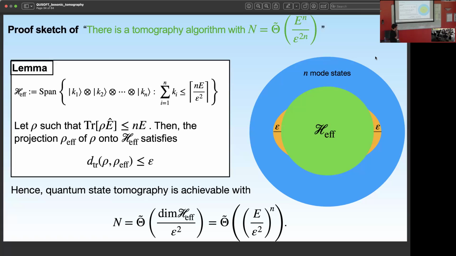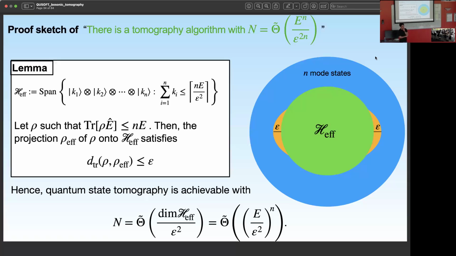No, it's not sufficient. In order to get the epsilon error here, you have to take the total photon number scaling like 1 over epsilon squared. It's important to avoid that. If you don't put epsilon in the denominator, you don't get this upper bound on the trace distance. Okay, so you have to include certain states that have too much energy, but you're okay with that.